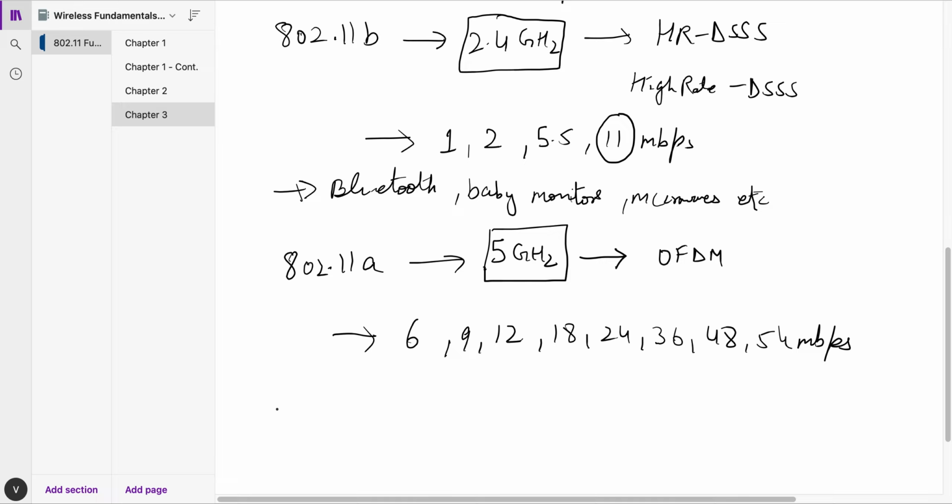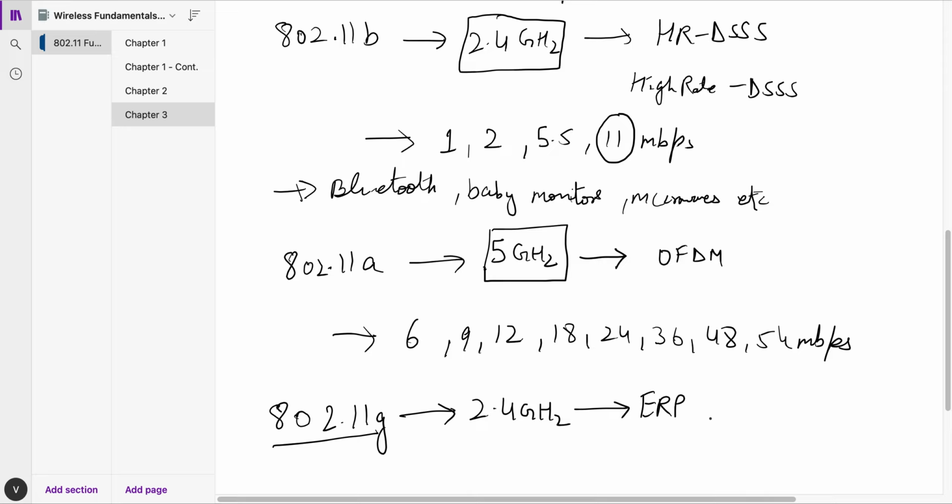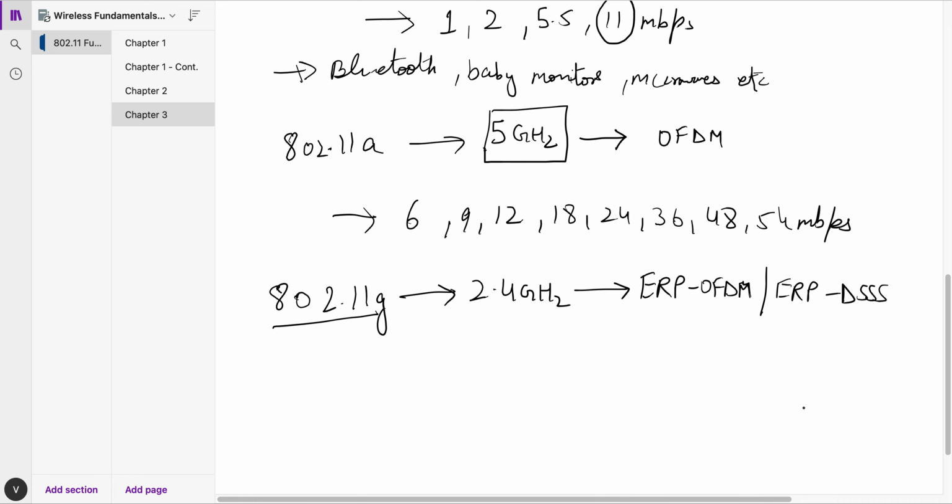And hence we got a standard 802.11g, which is a 2.4 gigahertz spectrum, but the RF technology used behind that is ERP, Extended Rate Physical. ERP OFDM became mandatory along with ERP DSSS, kind of like a combination of dot 11A and dot 11B.